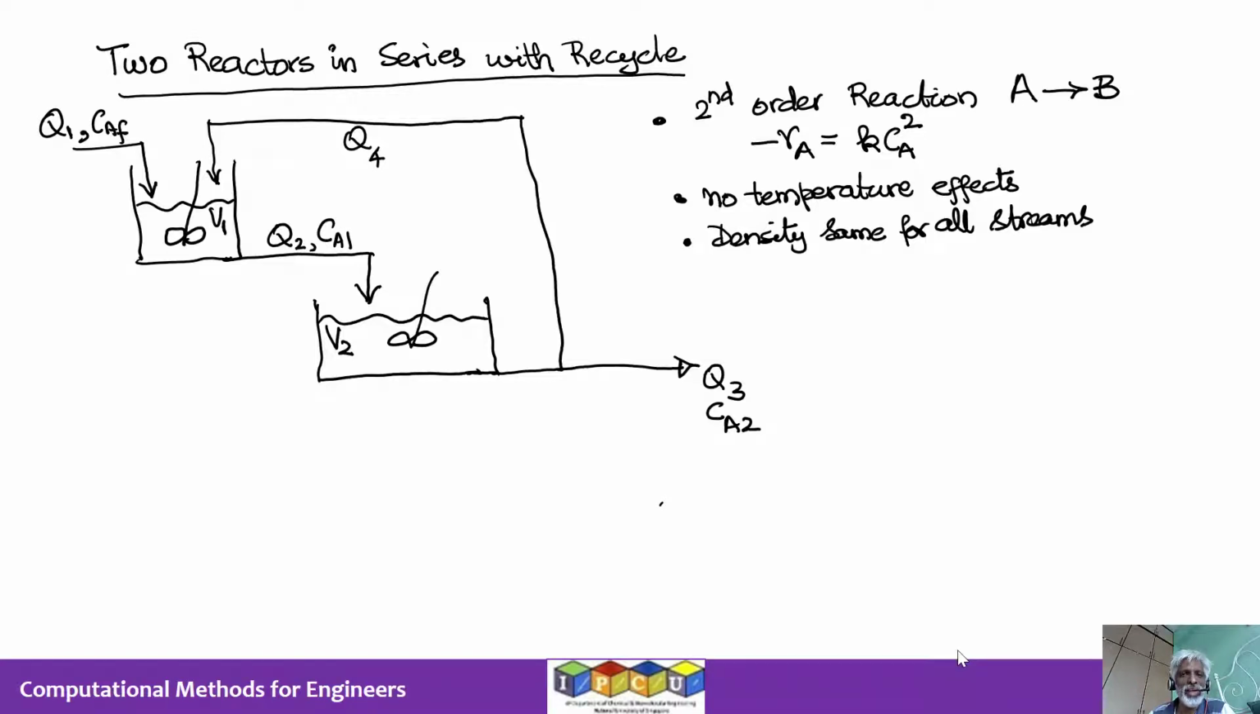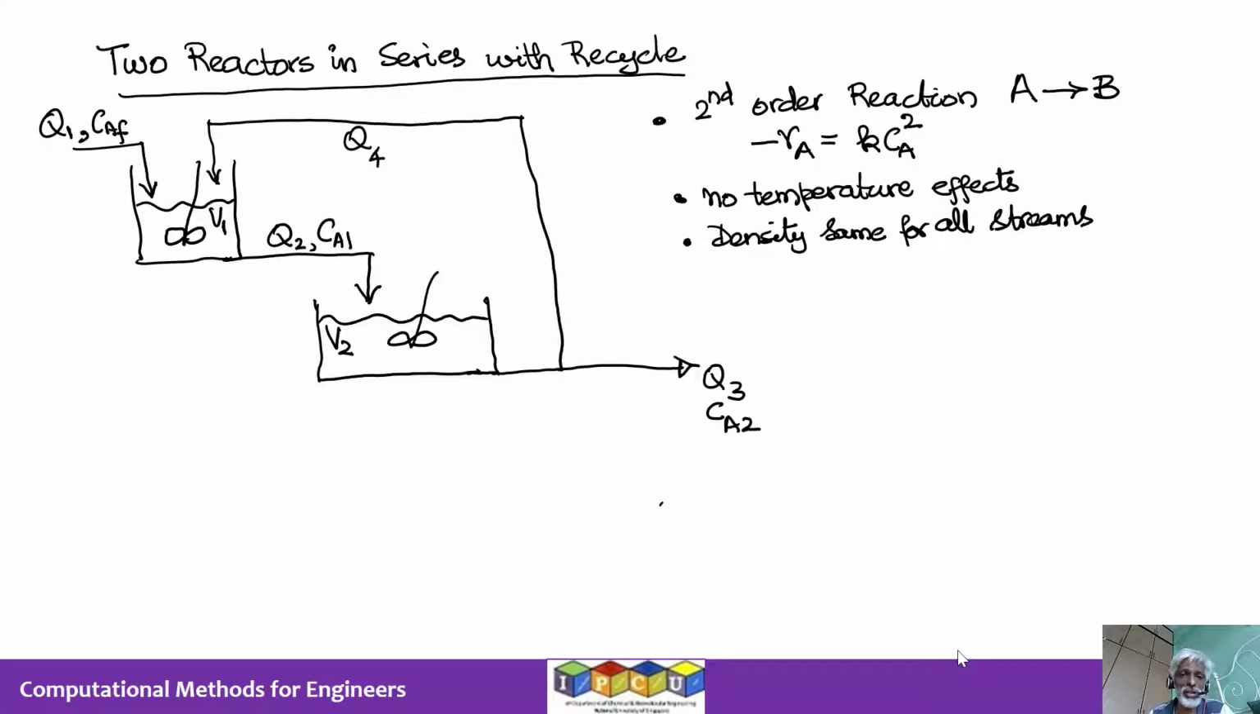Let's do a quick example by leveraging what we have learned through the previous two examples. In this case, what I want to consider is again a series of two reactors in which now a second order reaction takes place, right? The reaction is still A going to B, but now it is a second order reaction. So the rate of the reaction is equal to K multiplied by Ca squared. We assume there are no temperature effects, and we assume that the density is the same for all streams.